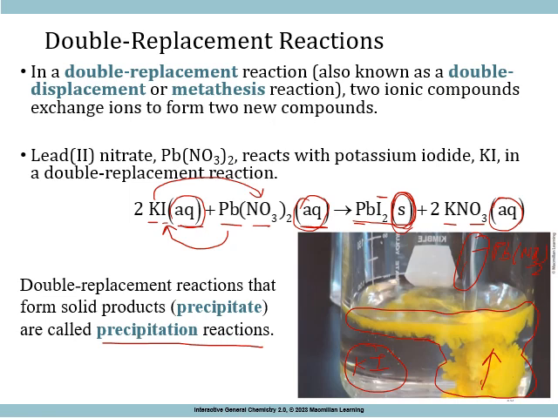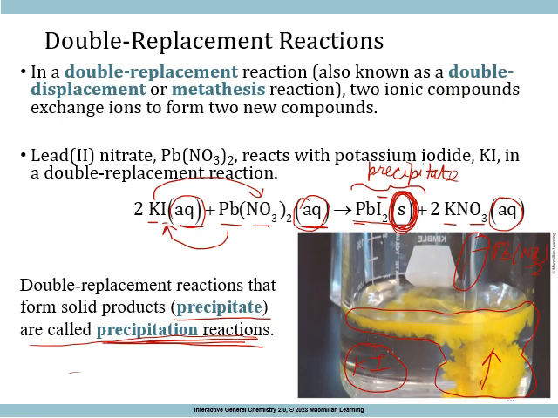Such reactions where you mix two clear solutions together and it produces something solid and the solution becomes opaque are called precipitation reactions. And this solid that is produced is called the precipitate. These are some terminologies that are commonly used. Double replacement reactions that form solid products, which are called precipitates, are called precipitation reactions. So a precipitation reaction is also a type of double replacement. Like I said, there are some subcategories as well.